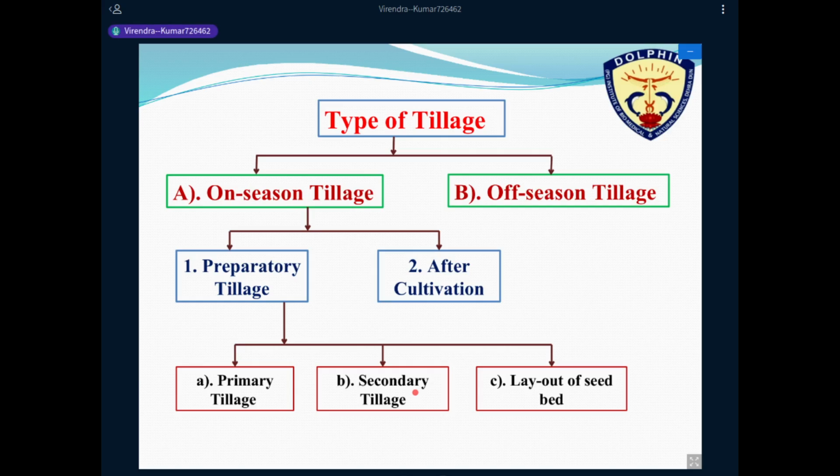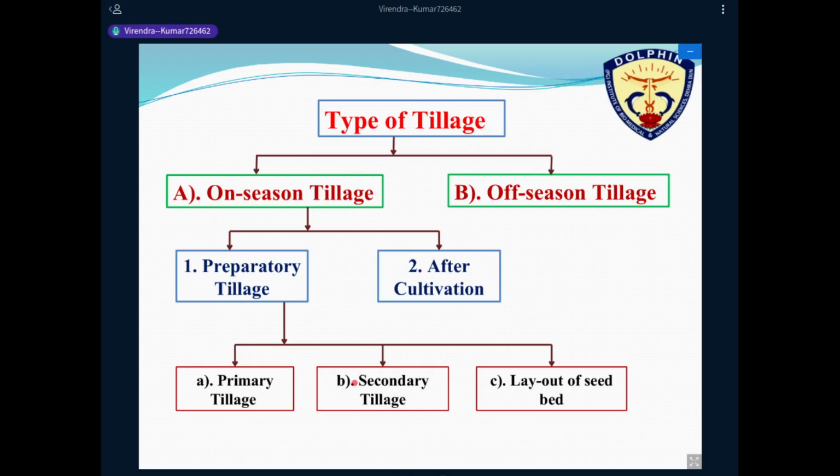In these practices, mostly we conduct two or three harrowing operations, plank our field and make the leveling. So we try to level our field and prepare it for crop sowing.